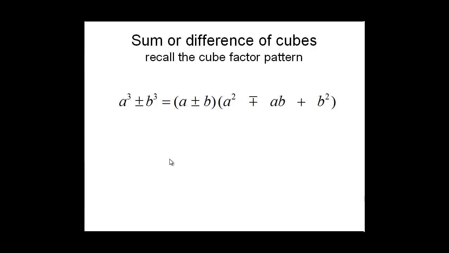Really quick, the pattern for cubes: if you have two cubes, you just drop the cubes, then you square the first one, take the opposite sign, you put the A and B together, and then you square the second one. And that's the pattern for cubes.